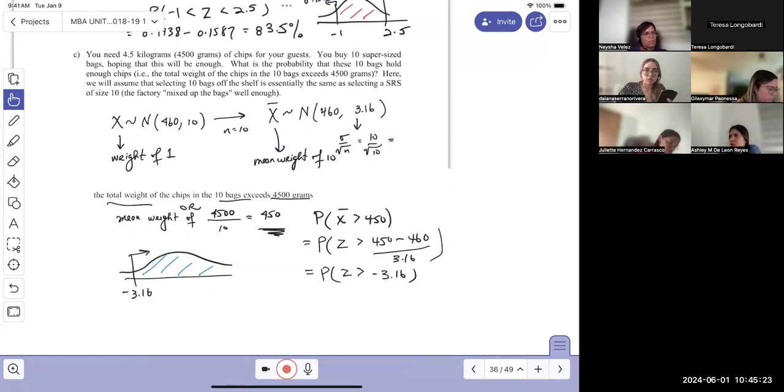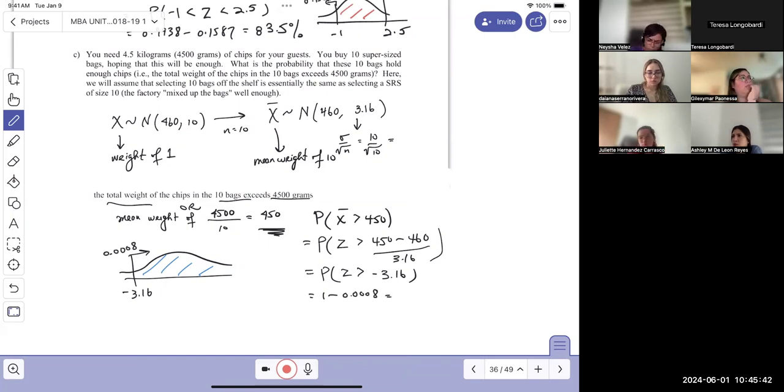So this is 0.0008, right? Yeah. So then we have to take 1 minus. It's a high probability, right? 0.9992. Okay.